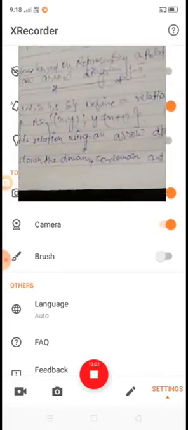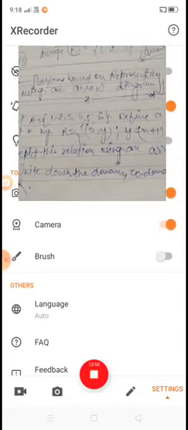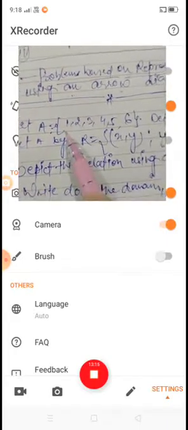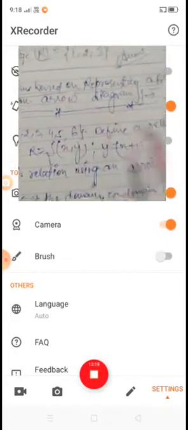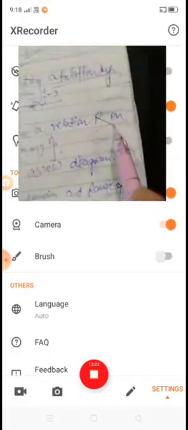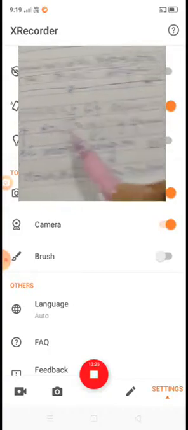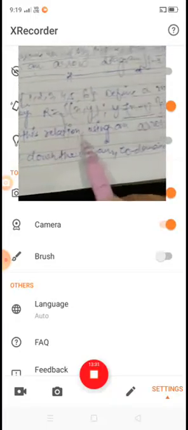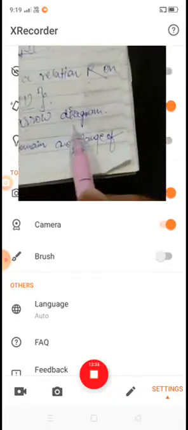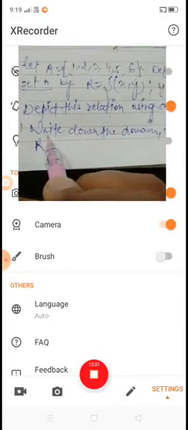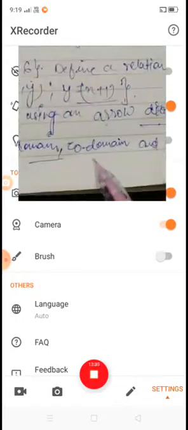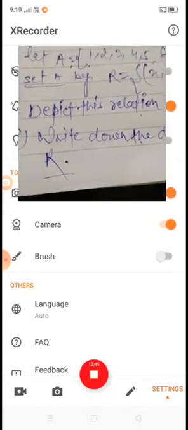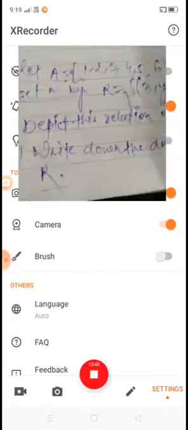Okay, this is your question. Let A be any set given by 1, 2, 3, 4, 5 and 6. Define a relation R on set A by R equal to {(x, y) such that y is equal to x plus 1}. Depict this relation using an arrow diagram. Second question is, write down the domain, codomain and range of R. Let's solve it.